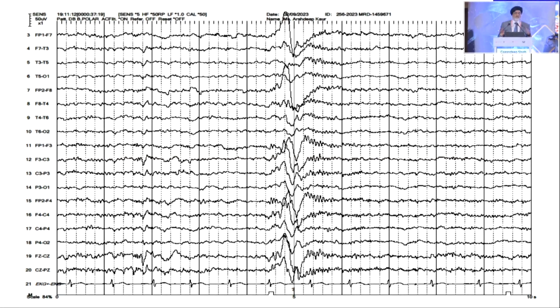So, ladies and gentlemen, just look at this EEG. And can I have a pointer? Is there a pointer, please?